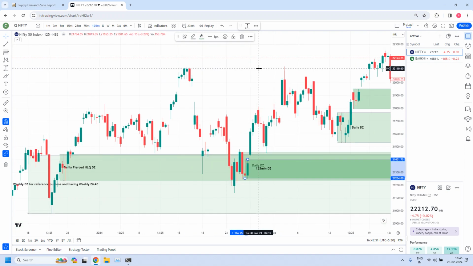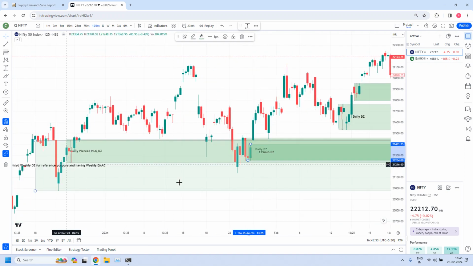But what we are interested in is whether there is any zone below this daily zone which is acting as a trap. We need to look for that. And probably when it is there on 21st December, after that, if there is any zone below, let us check.